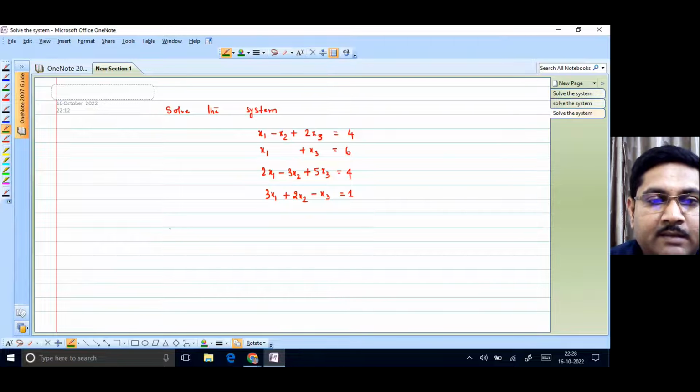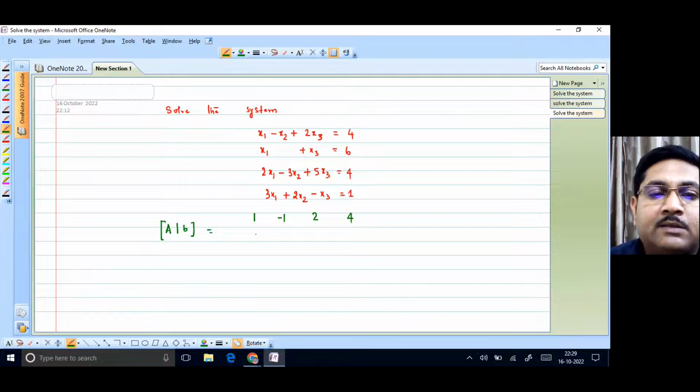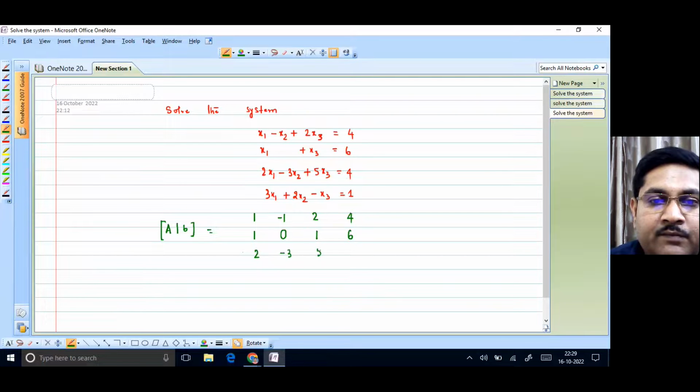So first of all, I write my augmented matrix A augmented B. So I write all the coefficients: coefficient of x1 1, coefficient of x2 minus 1, coefficient of x3 2, right hand side 4. Similarly, I will jump into the second equation and I will write the coefficients of x1 1, no x2, so I write its coefficient as 0, coefficient of x3 1, right hand side 6. Similarly, third equation 2, minus 3, 5, 4, then 3, 2, minus 1, 1.